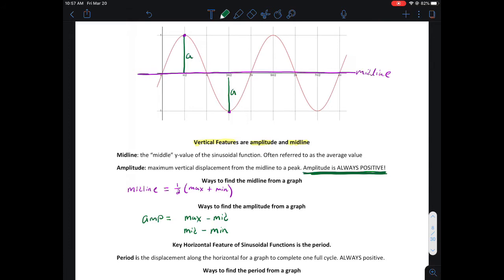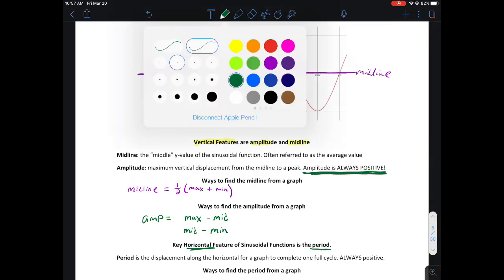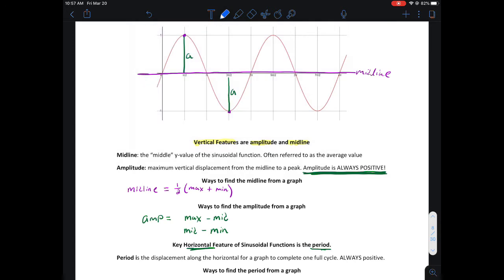Now, our vertical feature is really just period. Or excuse me, not vertical. Our horizontal feature is the period of the wave. By definition, the period is how long it takes the sine or the cosine wave to complete one full cycle. One full cycle, I can determine in a number of ways.